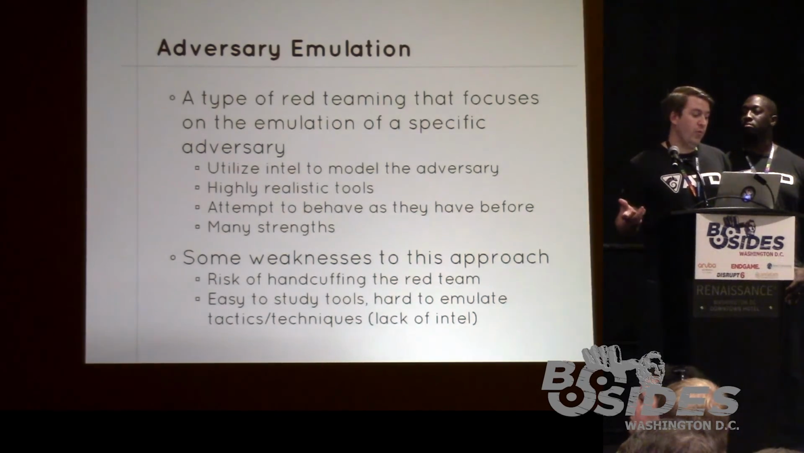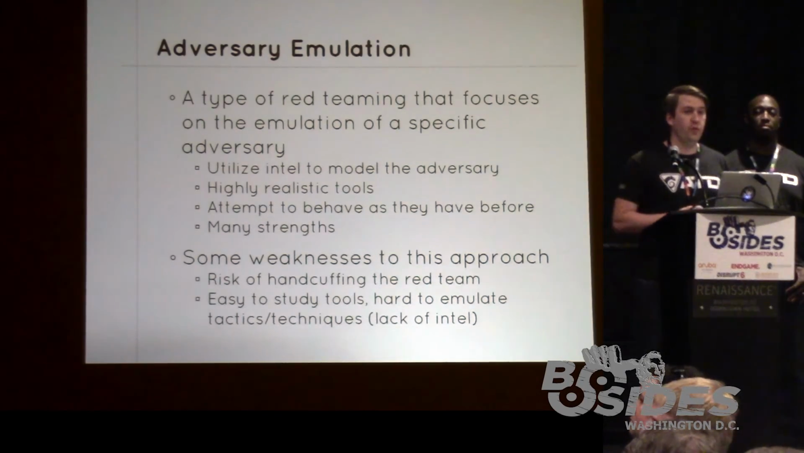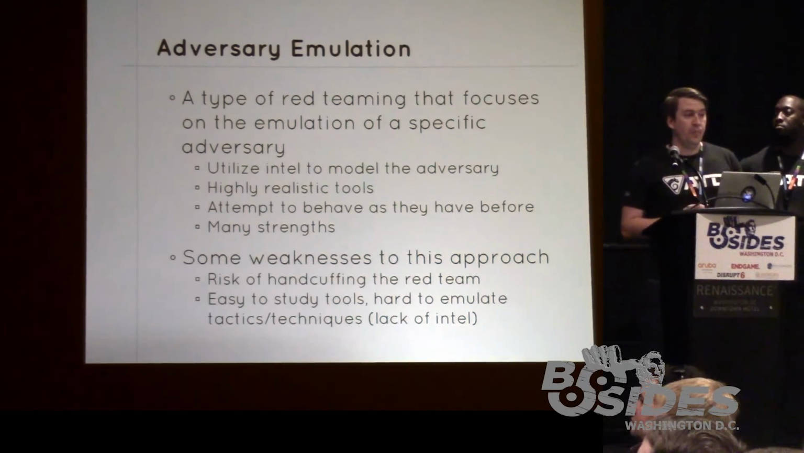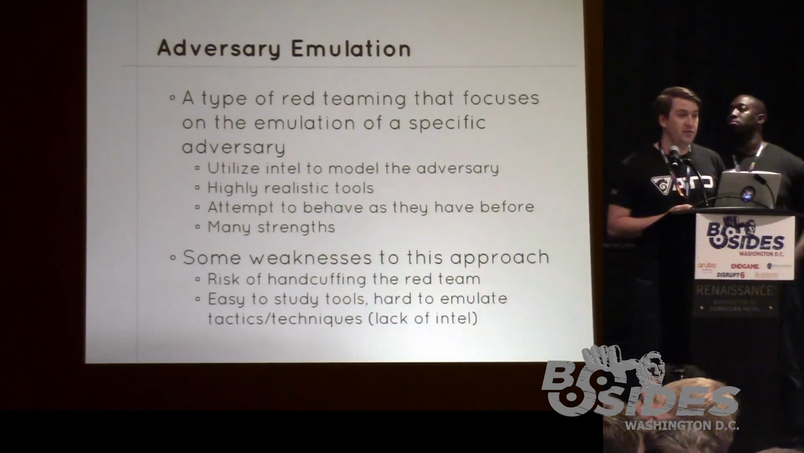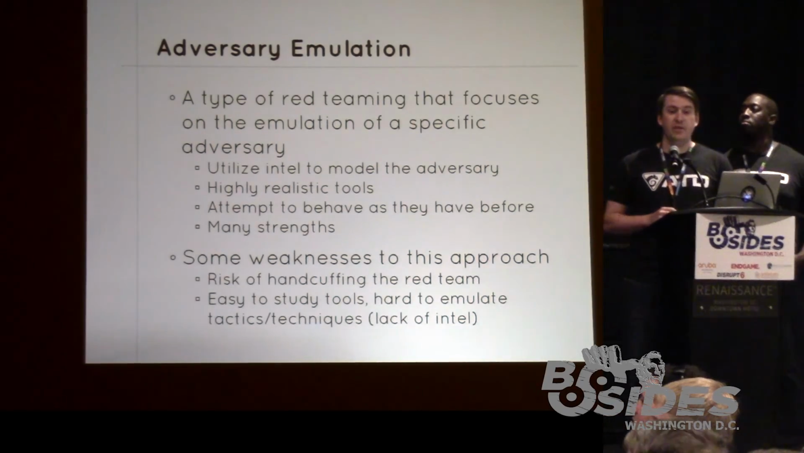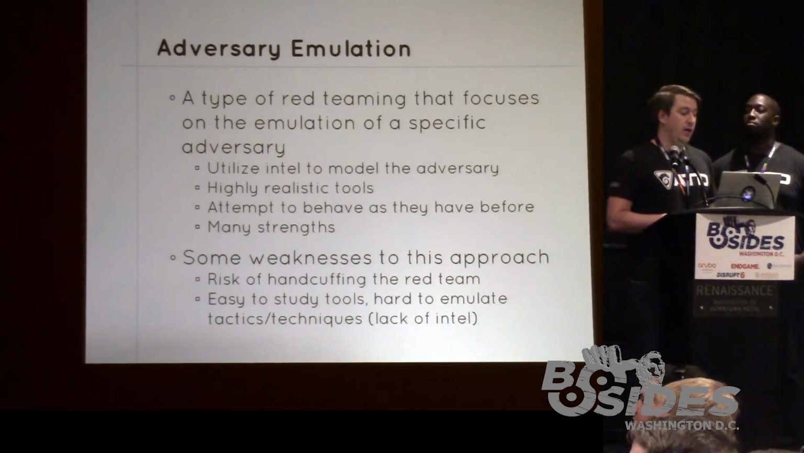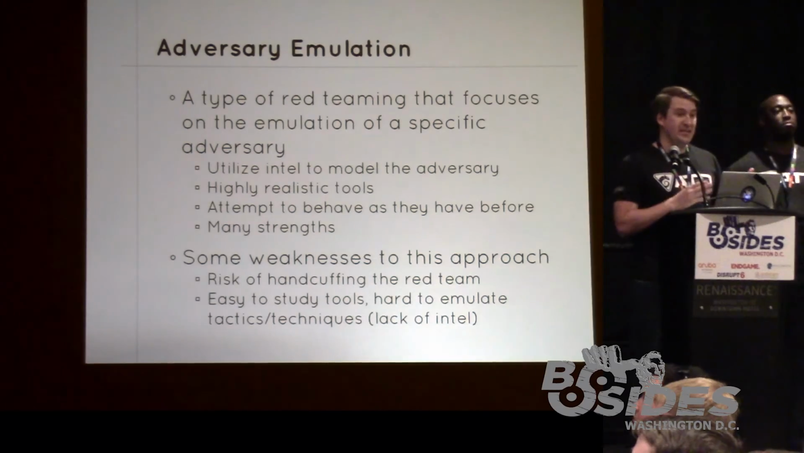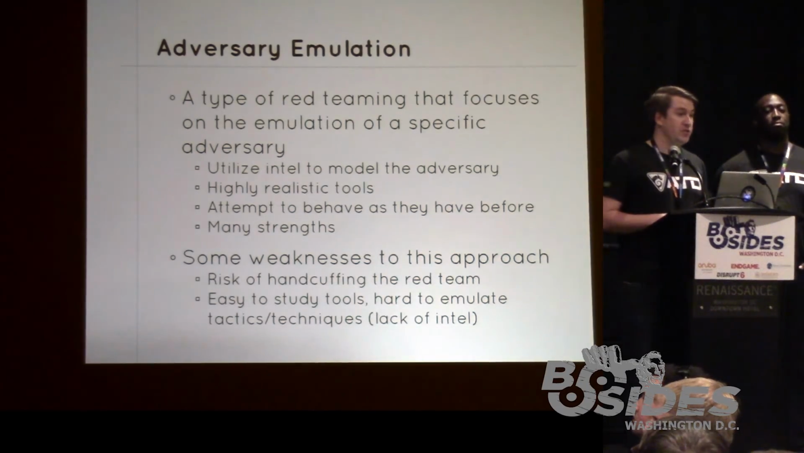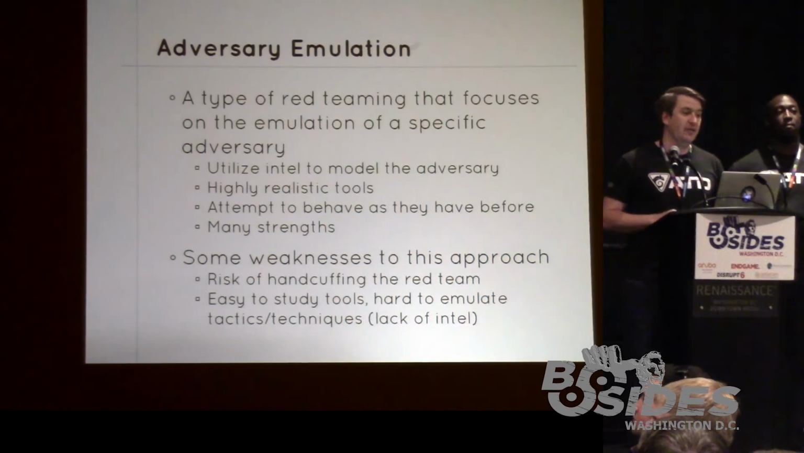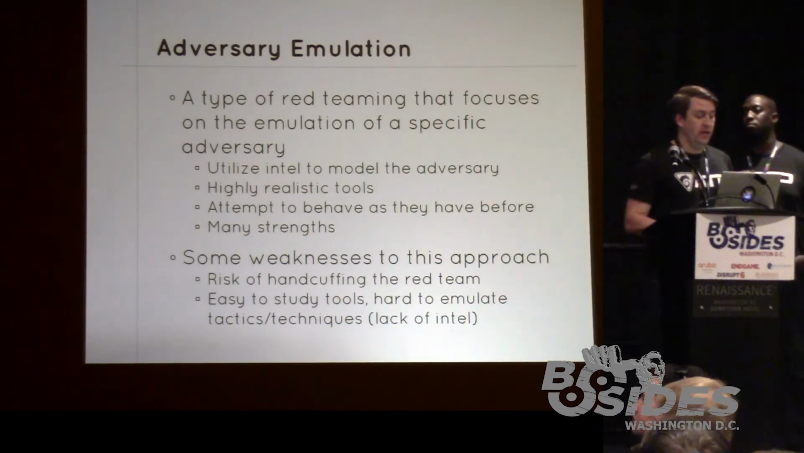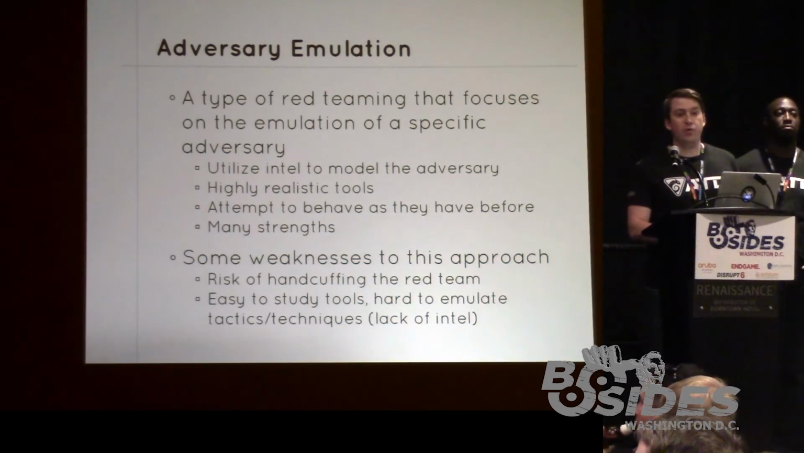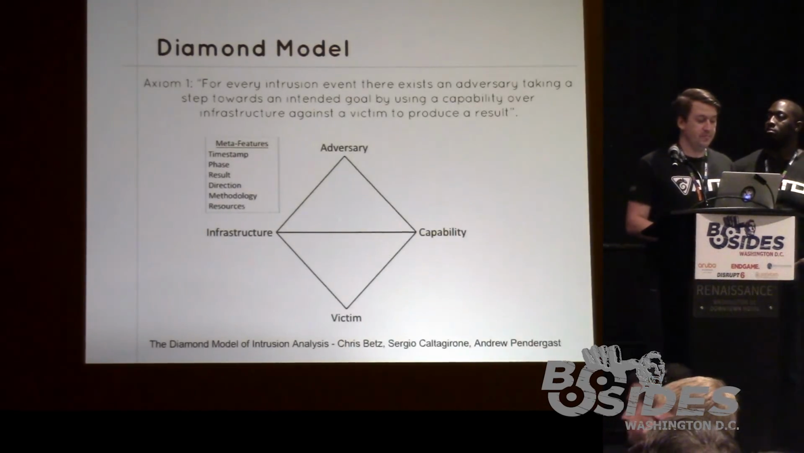But also there's some notable weaknesses that are introduced. When you're forced to model a specific adversary, you risk handcuffing the red team. Part of red teaming is being creative and flexible and learning in the engagement to adapt and change. If you flex and adapt, you might deviate from that threat model, in which case you risk straying outside of what you were intending on doing. So some of these weaknesses are worth noting. This depends on what the end goal or objective is in the different engagements.